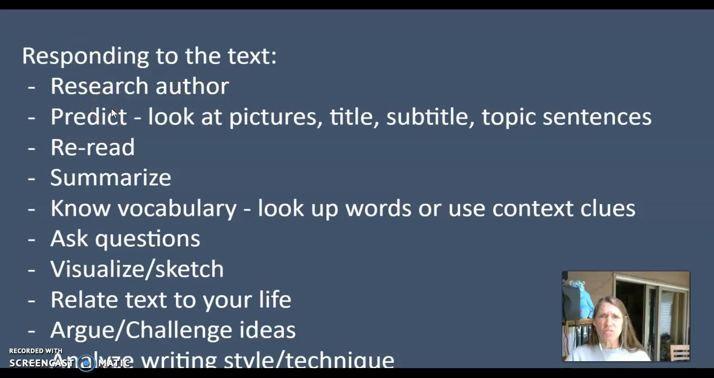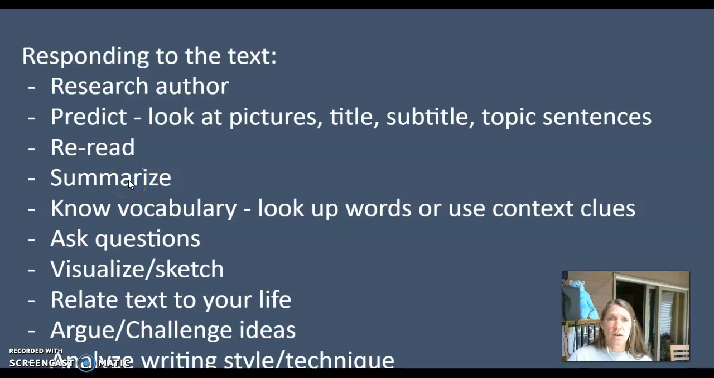Predict. Look at the pictures, look at the title, look at the subtitles, read the topic sentences. Where is this author going? So that you can tap into your background information and contribute that to the reading of the text. Sometimes you have to reread. It's not abnormal to reread. Everybody rereads. Everybody loses focus. You think, what in the world did I just read? I don't know. So then you have to go right back up to that paragraph and just start again.